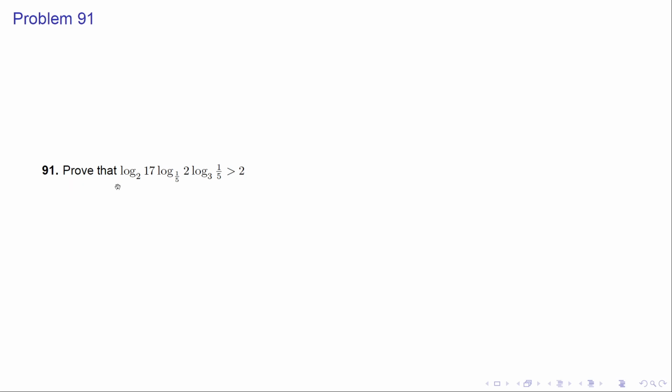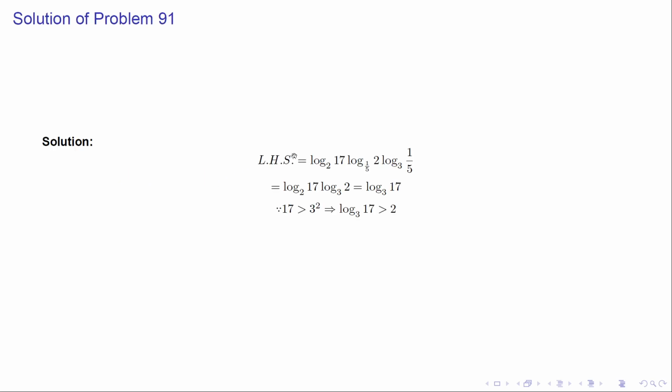Problem 91 says: prove that log of 17 with base 2, log of 2 with base 1 by 5, log of 1 by 5 with base 3 is greater than 2. If you see the second log and the third log, this is not log of half, this is 1 by 5 actually. So log of 2 with base 1 by 5 and log of 1 by 5 with base 3, we can merge them. If you merge, 1 by 5 will get eliminated and it will become log of 2 with base 3.